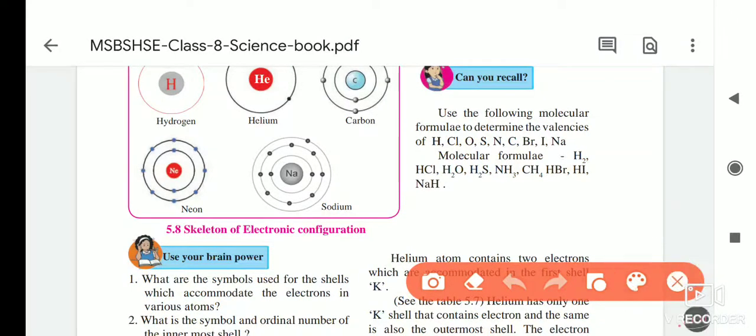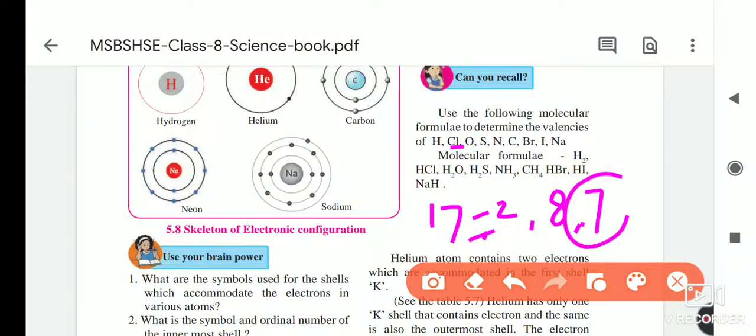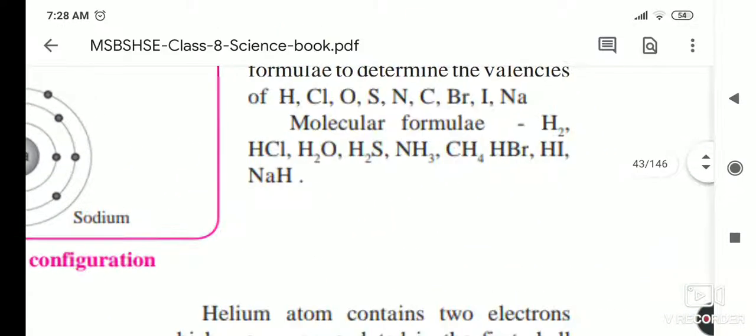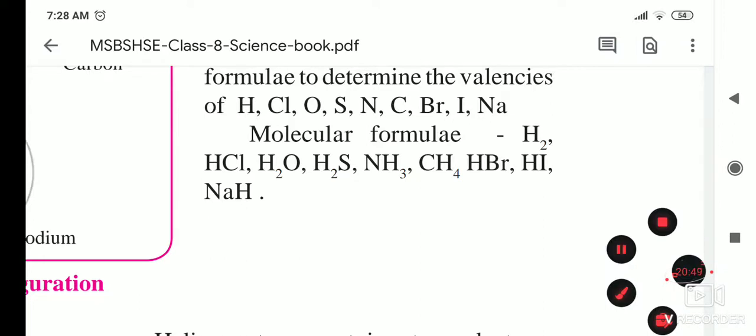Next, chlorine. Chlorine is not shown in the figure, but chlorine's atomic number is 17. So in the first orbit, 2 electrons will enter, in the second 8, and in the third orbit, 7 electrons will enter. For the completion of the octet, which means 8 electrons, how many electrons does it need? 1 electron. So chlorine's valency is also 1.